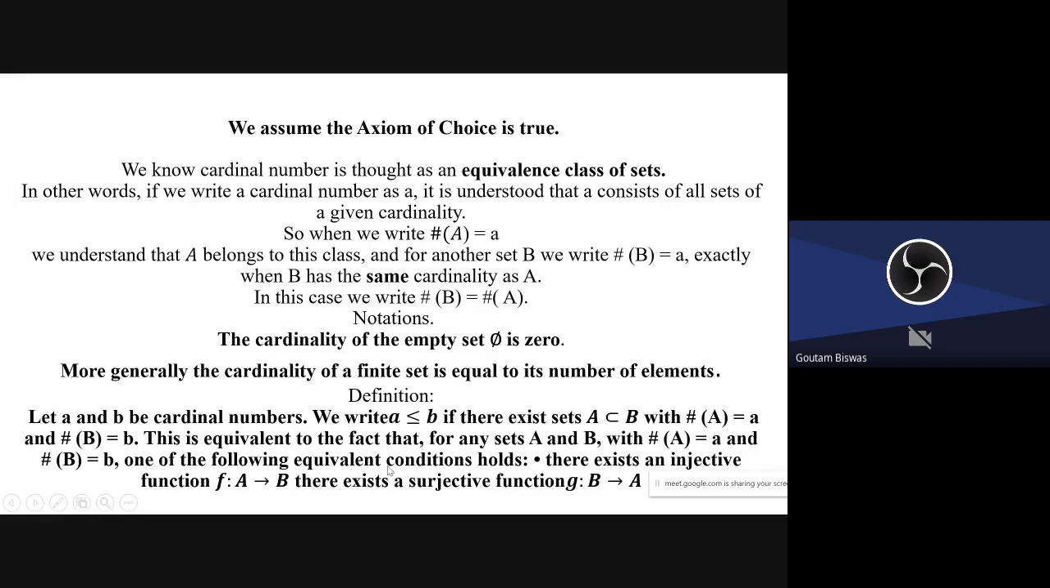This is equivalent to the fact that for any sets A and B, with cardinality of A being a and cardinality of B being b, one of the following equivalent conditions holds. There exists an injective function from A to B. There exists a surjective function from B to A. These two conditions are equivalent. If this holds, it will do. If this holds, it will do. If both hold, then it will be some equality.